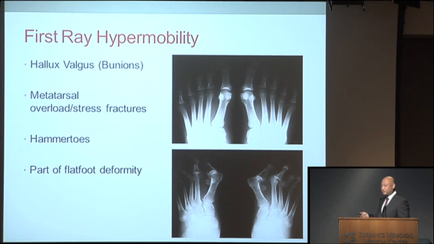But not only bunions, the other things that this problem can cause are things like stress fractures and metatarsal overload. Because this bone is shifted out in a position that it shouldn't be, these other lesser metatarsal bones get more pressure, and they can get stress and stress fractures and things like that. It can cause hammer toes, and it's also an integral part in people, especially adults with flat foot deformities, and we touch upon that later. So the point is not to know all this stuff, but the point is to understand that there is a specific problem in the foot that we do see and can be corrected, and it's called first-ray hypermobility.